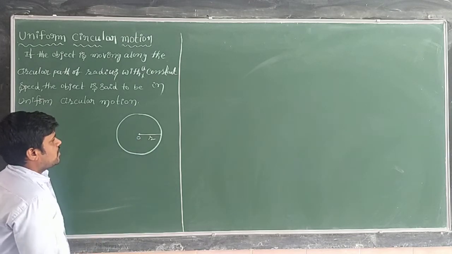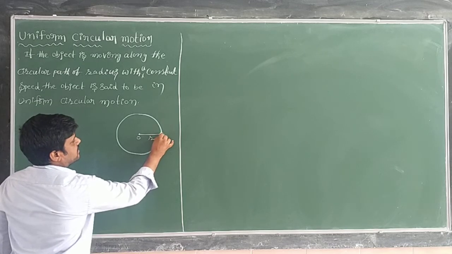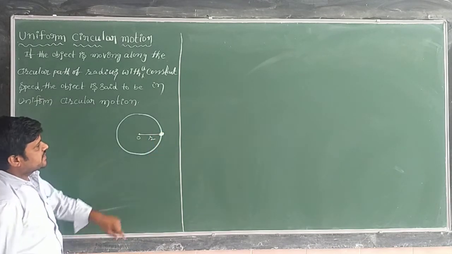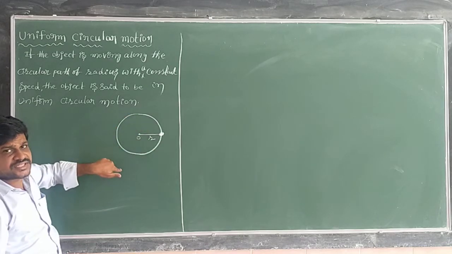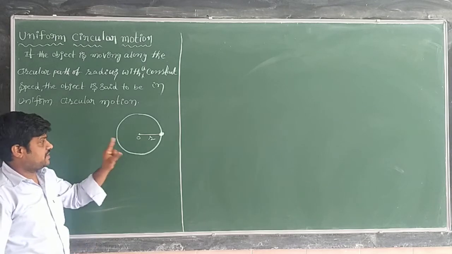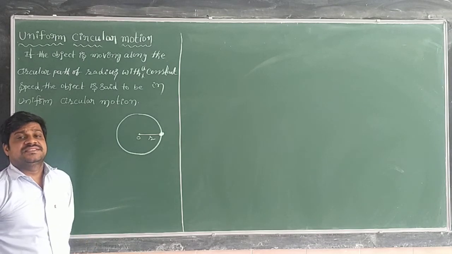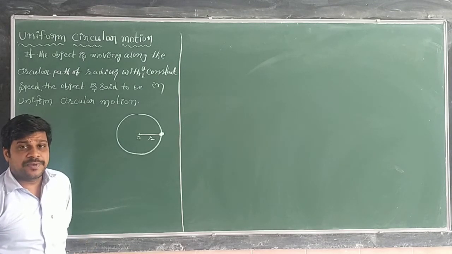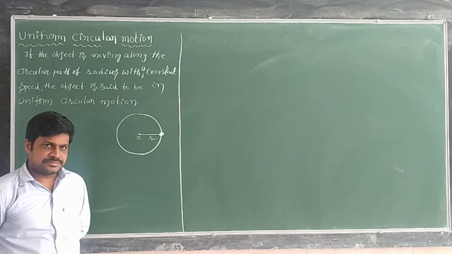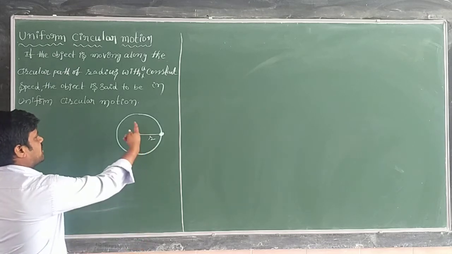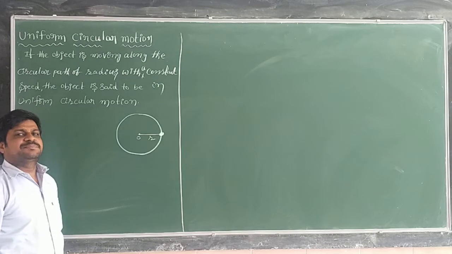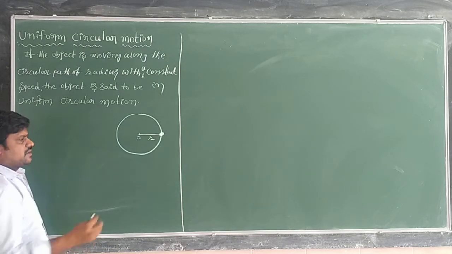Any one object which you are selecting, if it is moving along the circular path with a constant speed, then the object is said to be in uniform circular motion. In uniform circular motion, what is constant? Speed is constant.